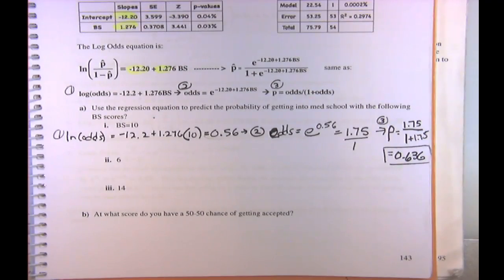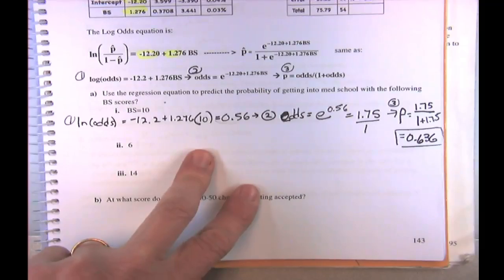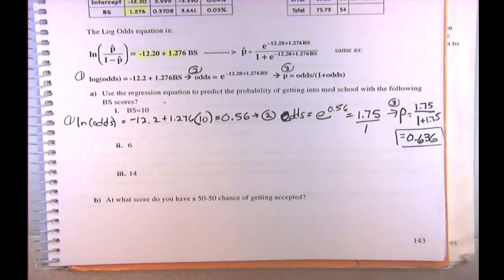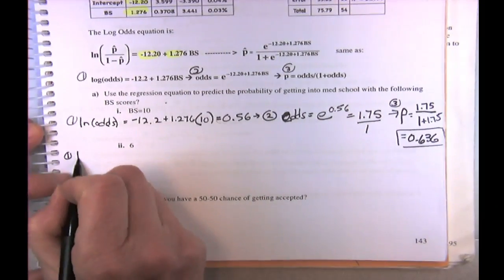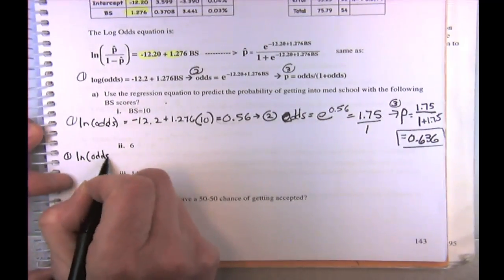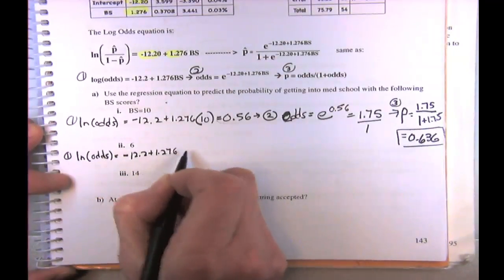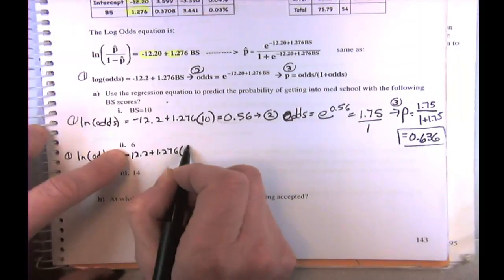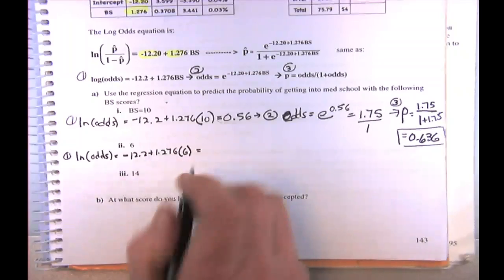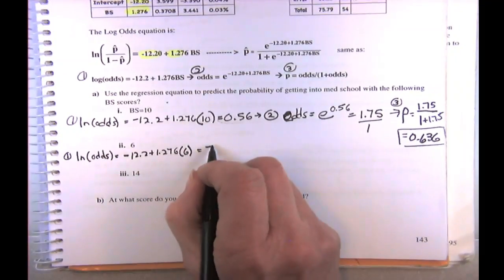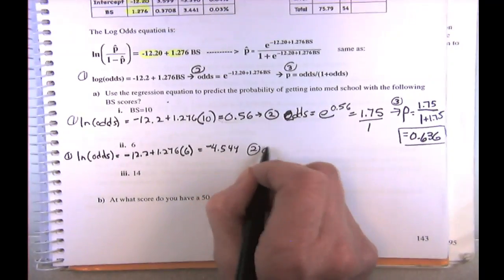Now we can do the next one. So we can do them all that way. So we'll just do it and make sure. I just want to make sure we're not going to get any negative probabilities or probabilities over 1. So now we'll do the next one. We start with the log odds. So you say the log odds, and we're doing exactly the same thing, negative 12.2 plus 1.276. But this time we're plugging in a 6, so we're going to get something smaller. In fact, we're going to get a negative number. So we get negative 4.544.